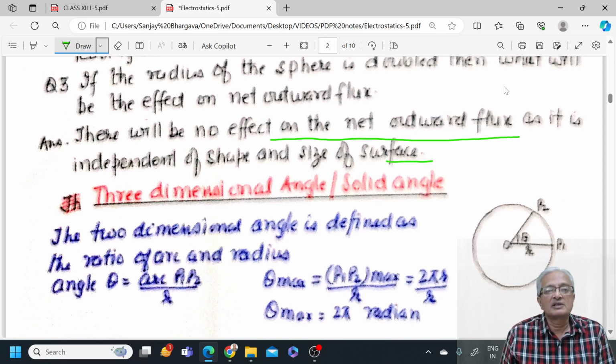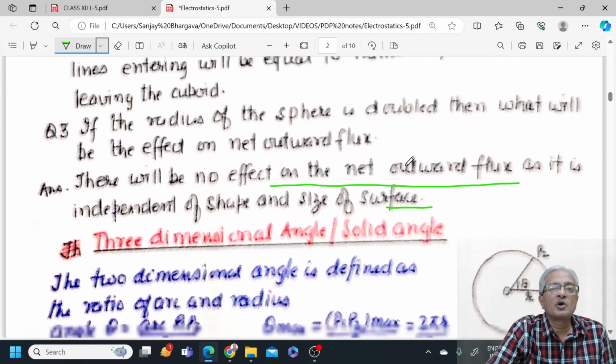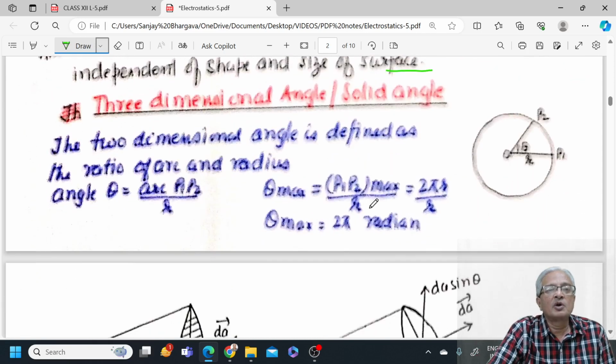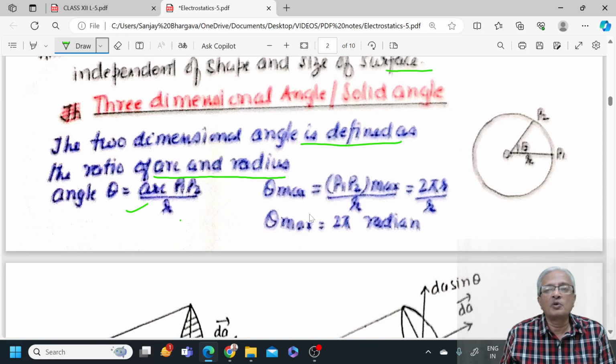Now we would like to utilize here something called three-dimensional angle, normally called solid angle. Let us first think about how we thought about the two-dimensional angle. The two-dimensional angle is defined as the ratio of arc and radius. Angle theta is equal to arc P1 P2 upon radius.